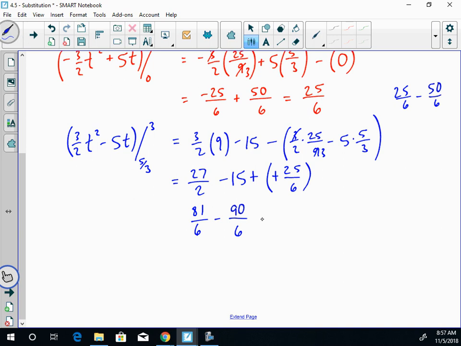And then plus 25/6. So we're doing 81 and 25 are the positive pieces. And then subtracting 90. So what do I get there?